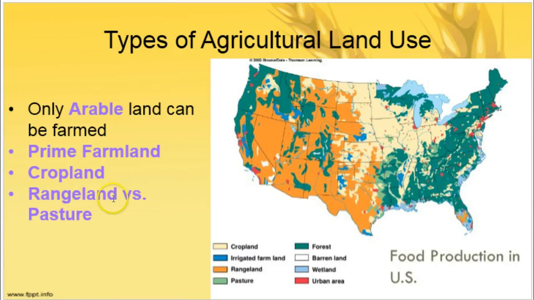Then there's two other distinctions here, rangeland versus pasture. These are both ways that they raise grazing animals like cows or sheep or anything that is going to be grazing on grass for a long period of time. Rangeland is basically the more wild version of that. This is an area that does not need to be plowed and planted in order to provide that forage for these animals, whereas pastures are purposely managed and they plant hay and different grasses for the forage for these animals.